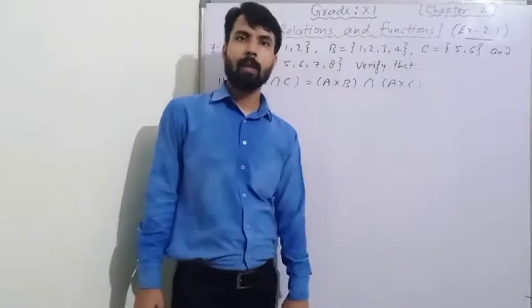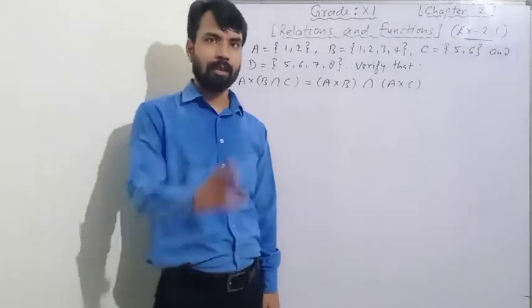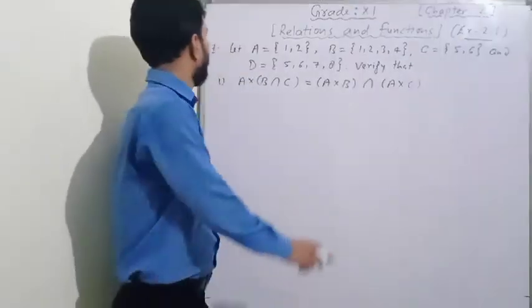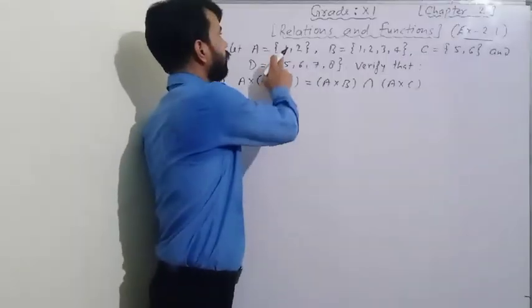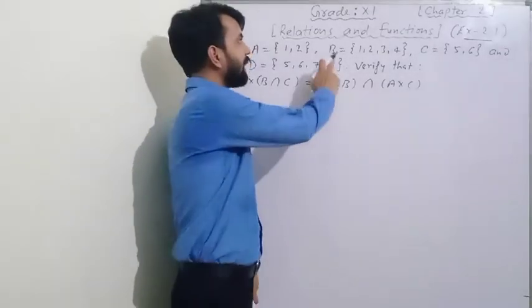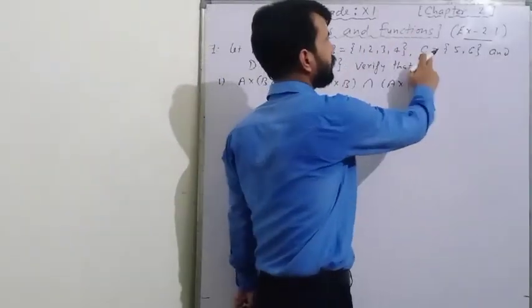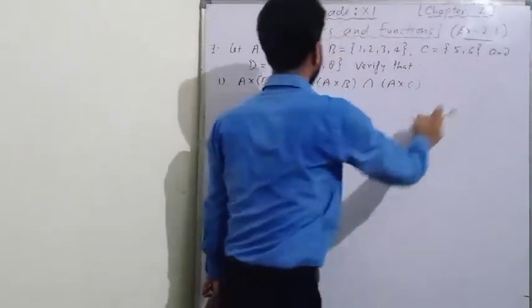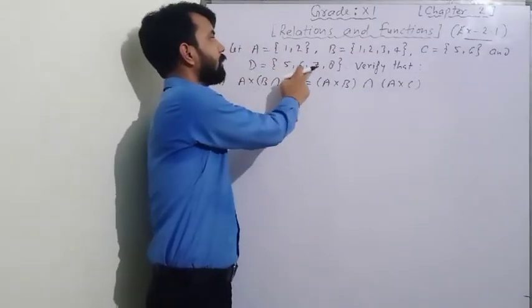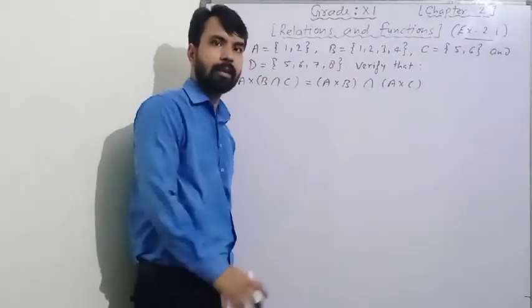Okay students, now question number 7. This is an important question. Let A equals {1, 2}. Set B is given as {1, 2, 3, 4}. Set C is given as {5, 6} and the set D is also given as {5, 6, 7, 8}. Verify that. There are two parts.